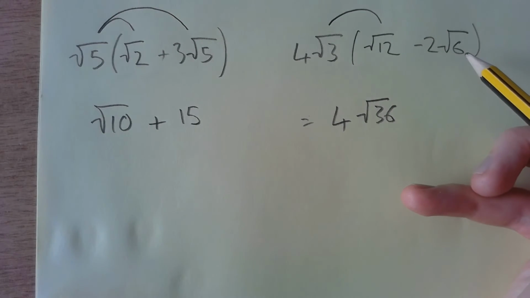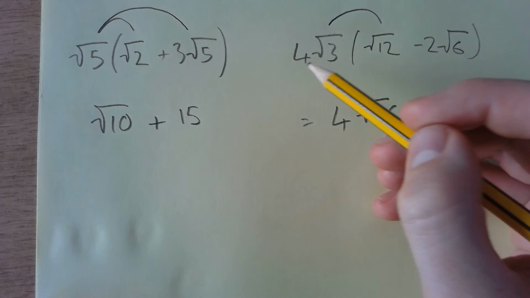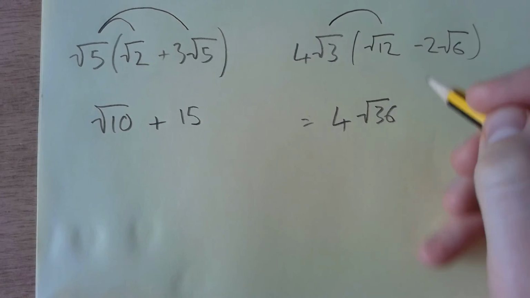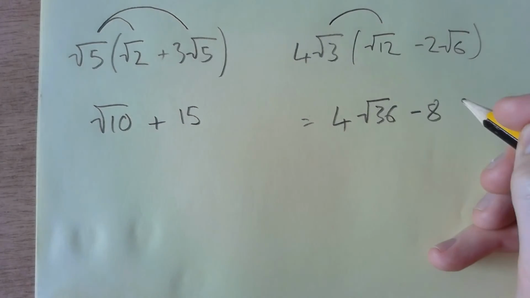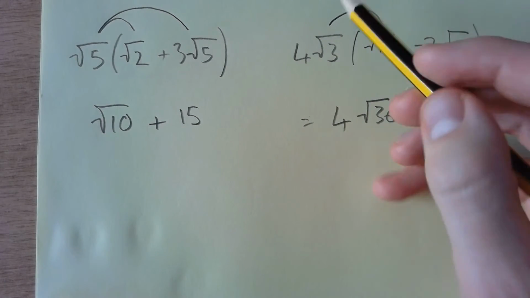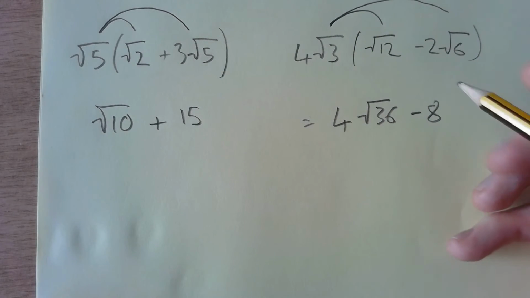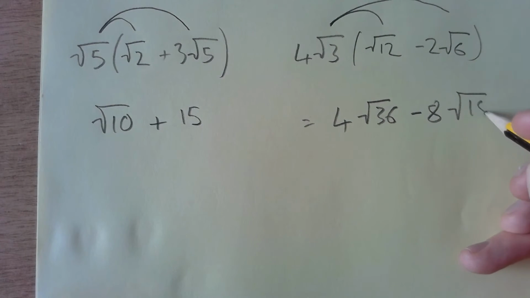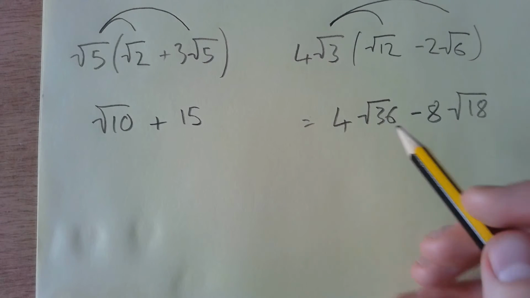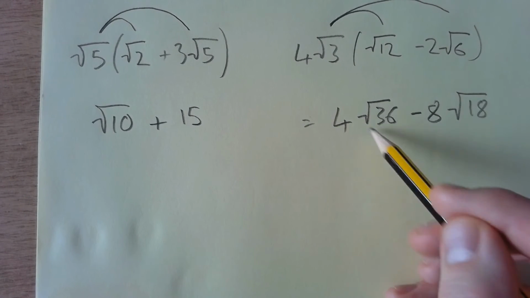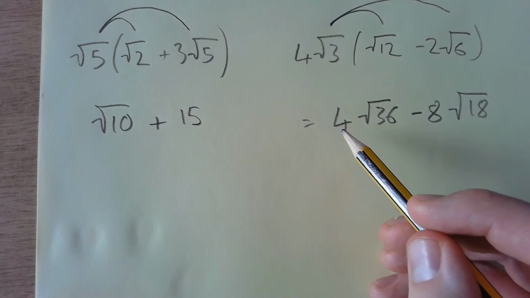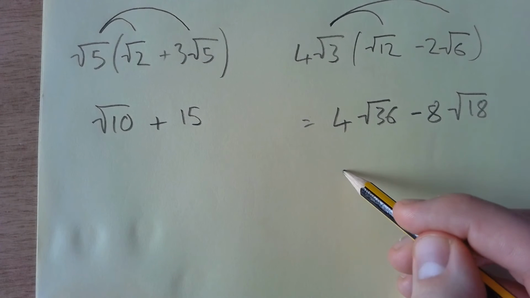4 root 3 times minus 2 root 6. Well, 4 times the minus 2 is minus 8, times the root 3 by the root 6 is root 18. But actually I think with both of my terms I can make them a bit better, because I know that root 36 is just 6, and 4 lots of 6 is 24.